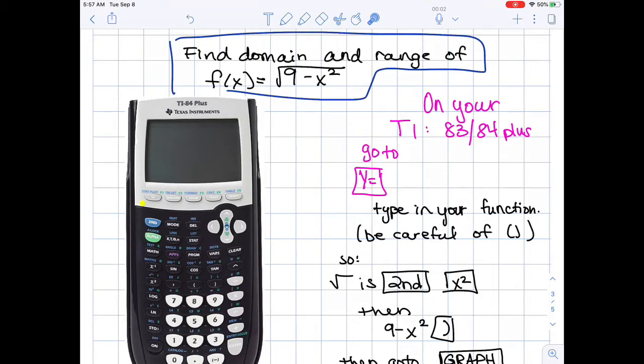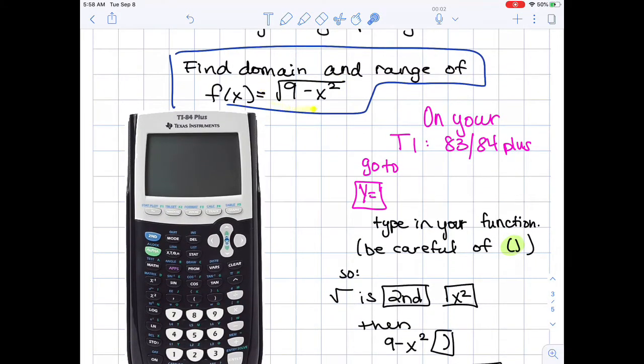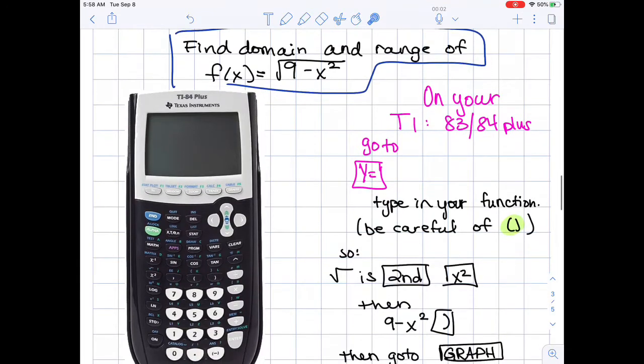And then you're going to go to the y equals key. When you have your y equals key, you're going to type in your function and be careful of the parentheses. So for this function, because it's the root of 9 minus x squared, we're going to start off with the root. So you're going to have to go second root, and then you would type in 9 minus, and now your variable key is right here. This is x, and then you'll hit the squared key to square it. And then you'll hit your end parentheses. We have to be really careful about your parentheses.